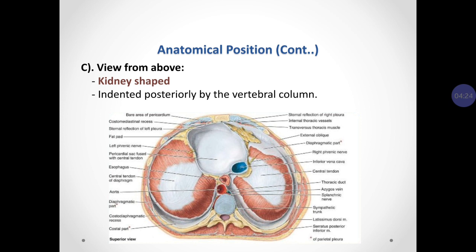So up till now we have seen that in terms of its position, when we look at the diaphragm from the front, we can appreciate two domes of the diaphragm which are separating our thoracic cavity from the abdominal cavity. When we look at the diaphragm from the side of the human body, it is much like an inverted J shaped, and when we look at the diaphragm from the top, it is like the kidney shaped with the posterior indentation which is due to the vertebral column.